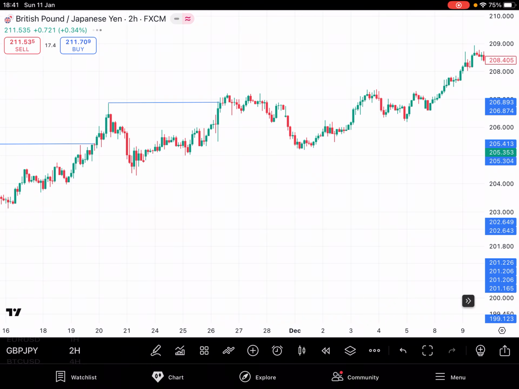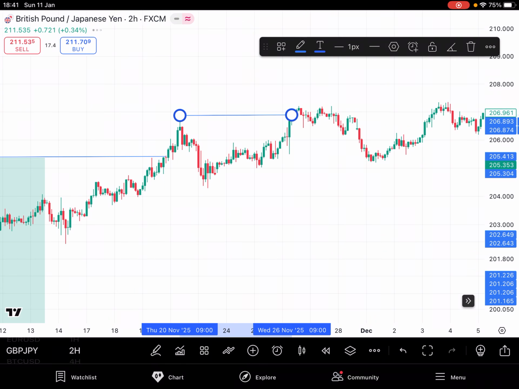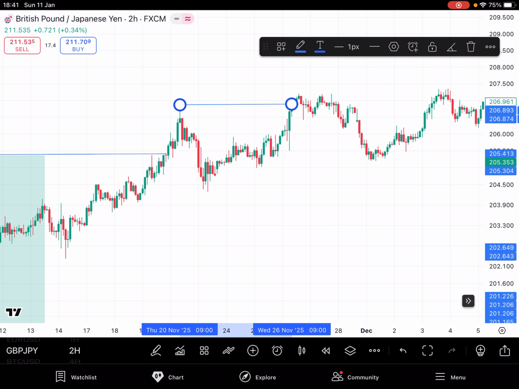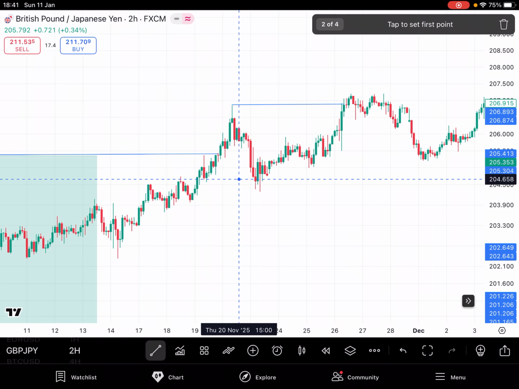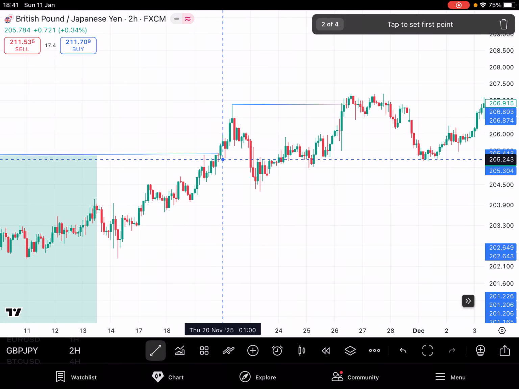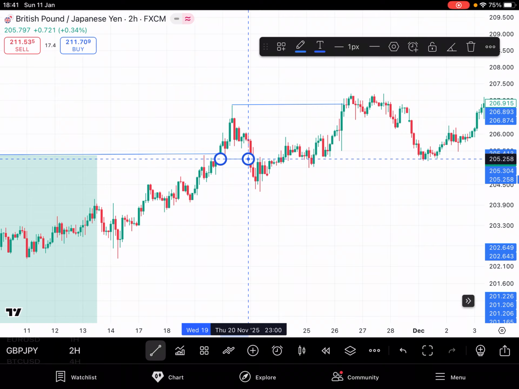Okay, now what happened? Our next high is this. Now what do we have? We have a break of structure here. That high was broken from the 4 hour time frame. Now what are we looking for next? An inducement. This is an inducement, that is the pullback after a break of structure.